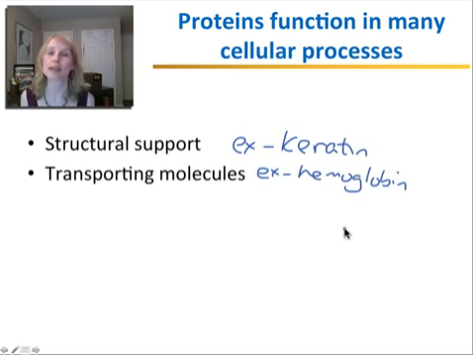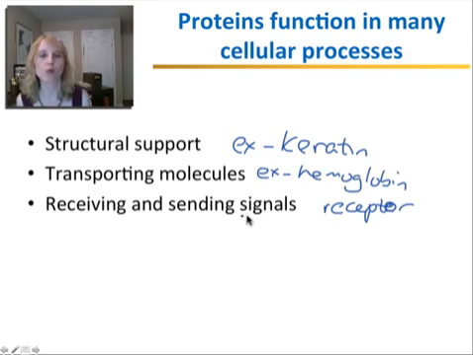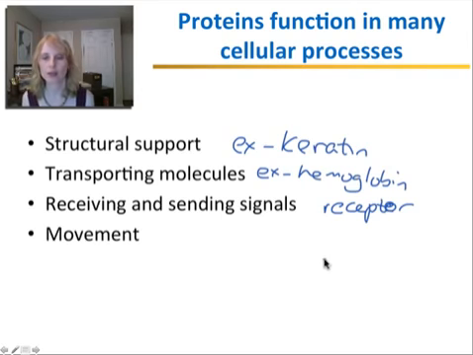There are also proteins that transport molecules in and out of cells, such as a particular protein that transports glucose into your cells so your cells can use it for energy. Other proteins function in receiving and sending signals. Receptor proteins receive signals, and then they pass them on to other proteins which will send the signal.